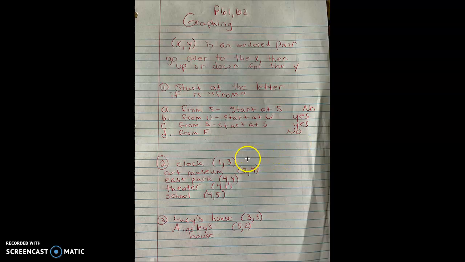For question number 2, the clock is at 1, 3. The art museum is at 2, 4. The East Park is at 4, 4. The theater is at 4, 1. And the school is at 4, 5. For question number 3, Lucy's house is at 3, 5. Ainsley's house is at 5, 2.